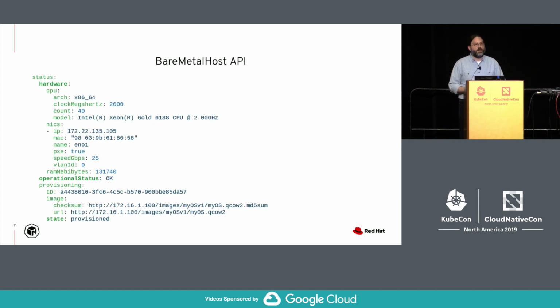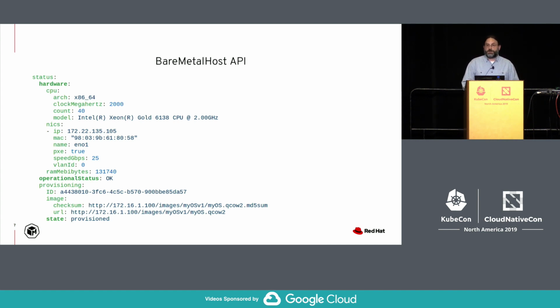The status section includes some information that we can learn about the host as we inspect it and do provisioning. So the hardware fields collect information about all of the CPUs, all of the network interfaces, all the storage that's available. I've abbreviated this. We actually collect quite a lot of information about what's in the host. And you can use that to select which hosts you want. So you can select only hosts that have a certain amount of RAM to be a part of certain machine sets and things like that.